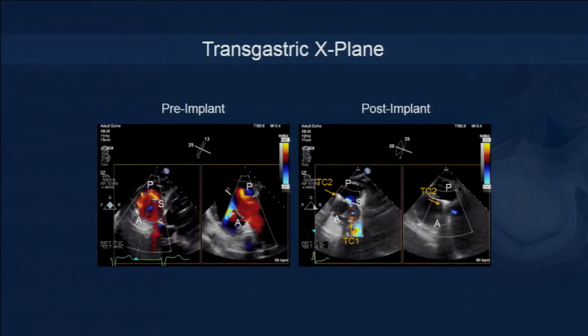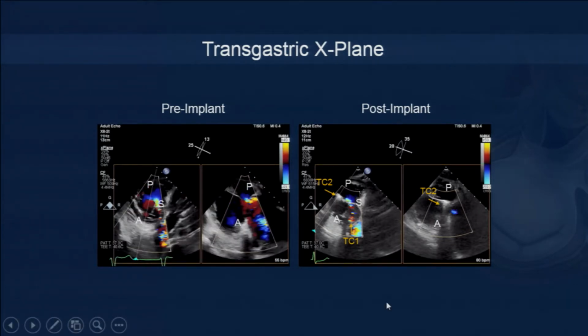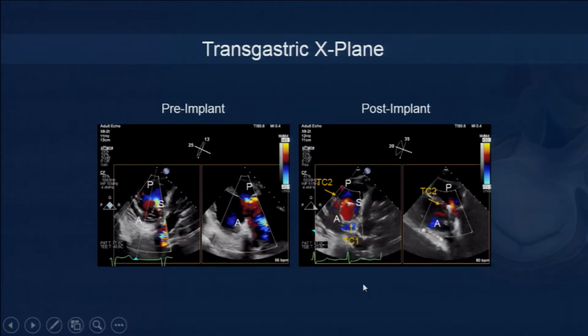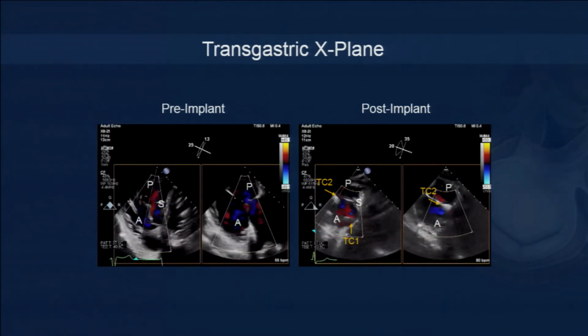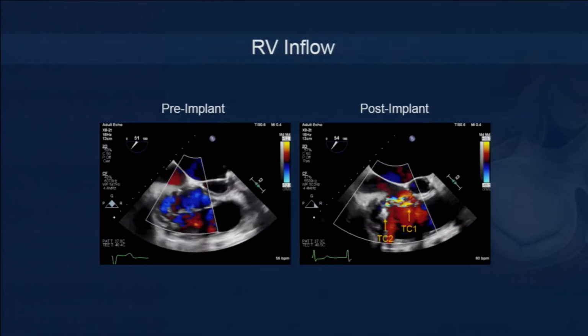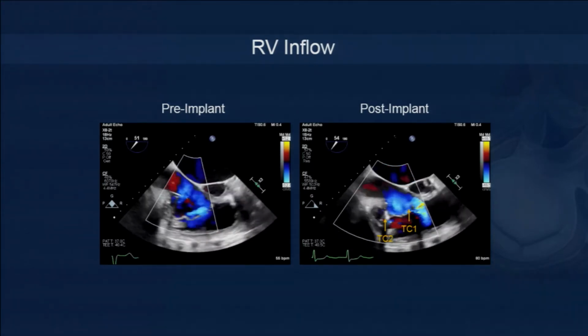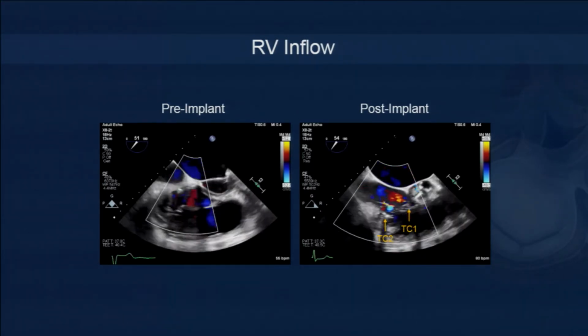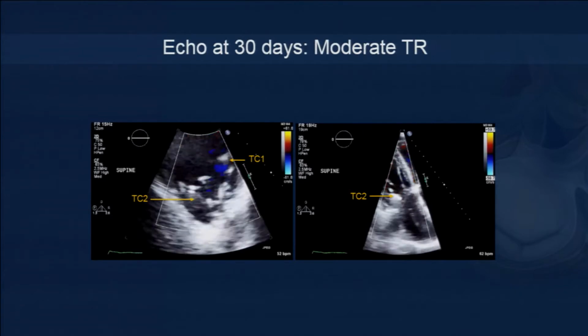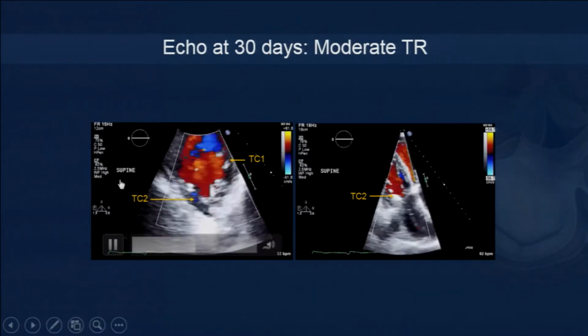We actually thought about, before enrolling this patient, extracting the lead and putting a micro device in, but because of her comorbidities and the risks involved, we decided just to screen her directly for the trial. And this is another view here. You can see here, at least visually and quantitatively, the TR has improved. This is the echo at 30 days. You can see both clips are in place.